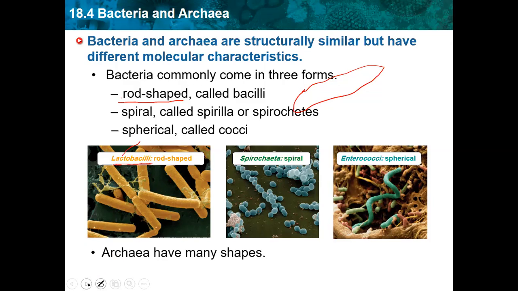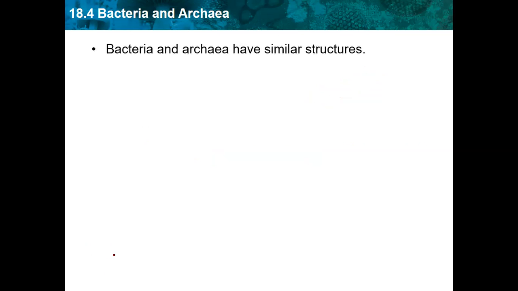Archaea have many shapes too. Remember the shapes of bacteria? Can you tell me again? Bacillus. Bacillus is a rod. What's the next one? The spirochete, spiral. Spiral means small, connected together, right? Yes. What about the last one? Enterococci is the spherical. They form like a sphere.